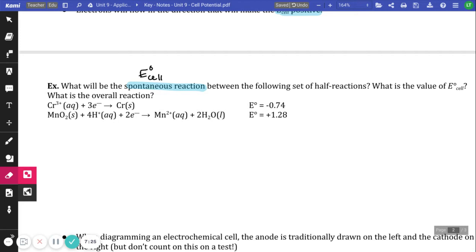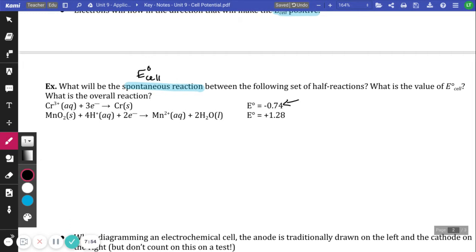Again, E cell needs to be positive. So for this to happen spontaneously, this one is going to be flipped, because its cell potential is negative, it's lower, and so it's more likely to be oxidized because it has that lower cell potential. So that one is going to be the one that is flipped. And then we need to multiply both of these by a factor in order to get our electrons to be equal.